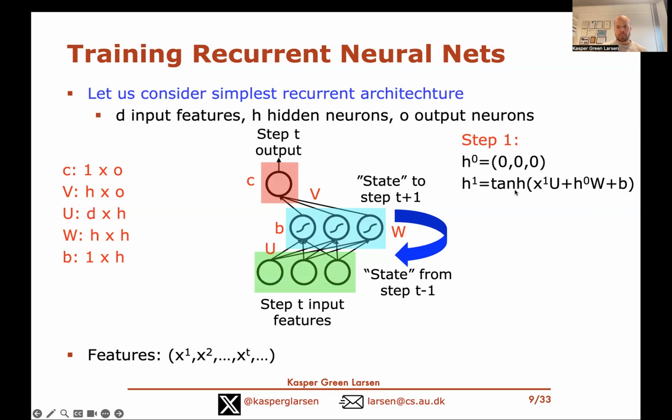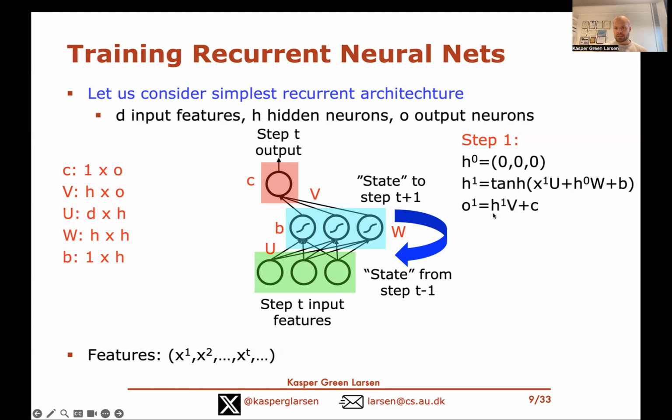Okay, and then we need to produce the output of step 1, and we do this just as in a completely standard feed-forward neural net. We take this row vector that gives the outputs of all the hidden neurons, we multiply it from the left onto the V matrix, add the output bias C, and this is our output. Now, this is in particular for regression type problems where we use identity activation on the output. Of course, you could also use other activations.